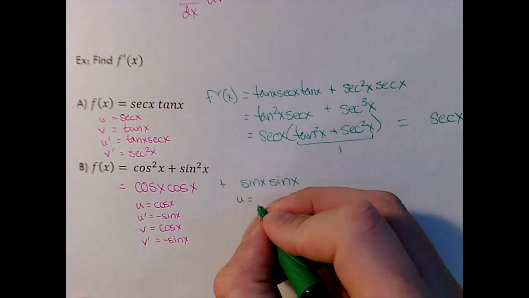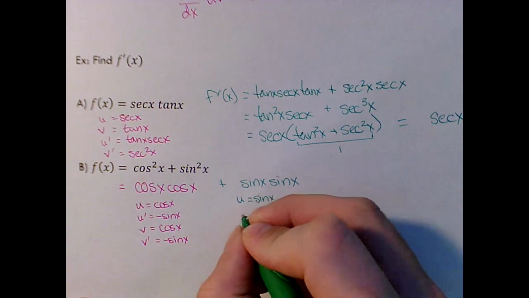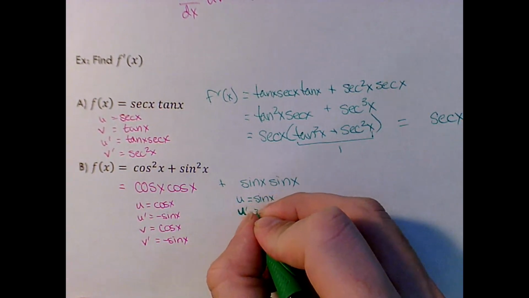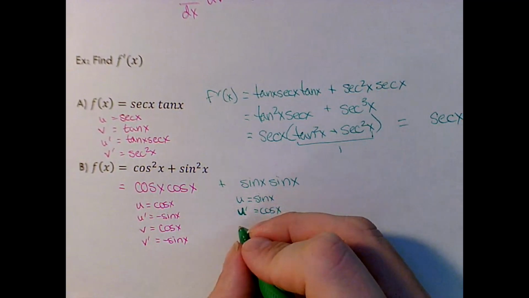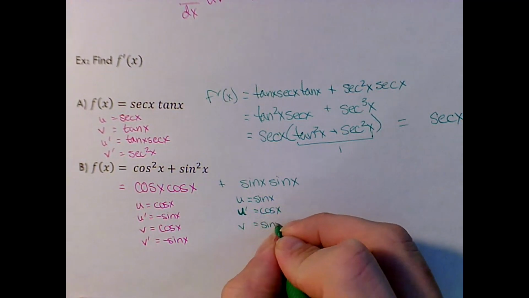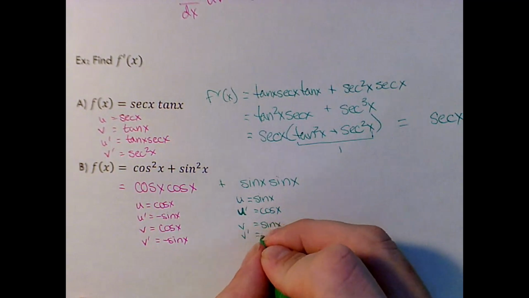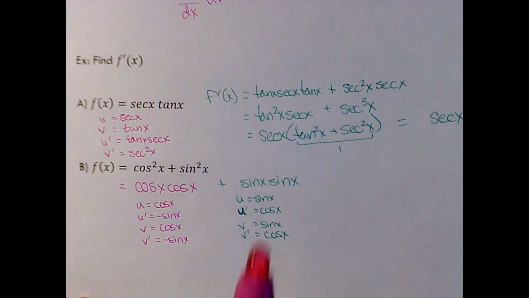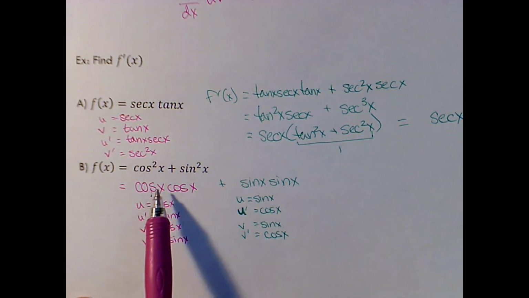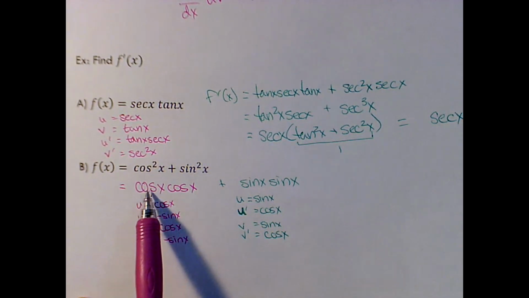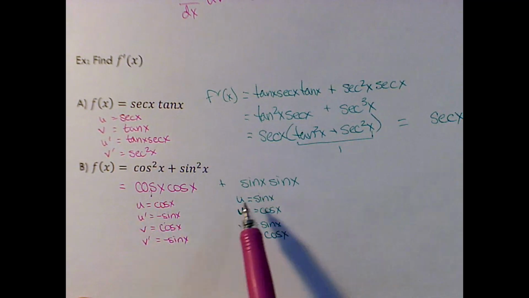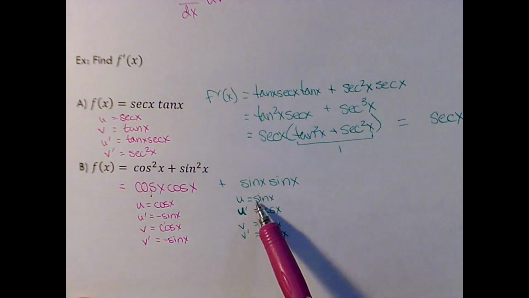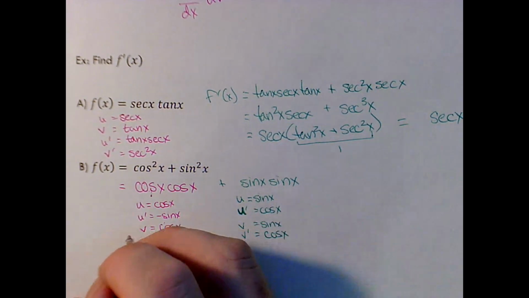u is sine x, u prime is cos x. v is sine x, v prime is cos x. What I'm doing is saying you're my u, you're my v, so u and v are the same thing. For the first term, u prime is negative sine x, v prime is negative sine x. For the second, you're my u, which is sine, and you're my other u, which is sine, so u prime and v prime are both going to be cos x.